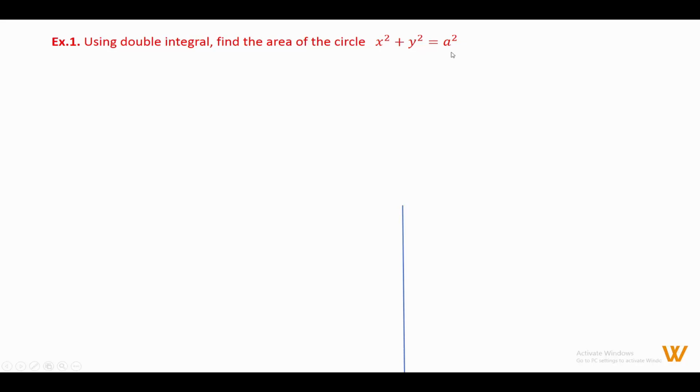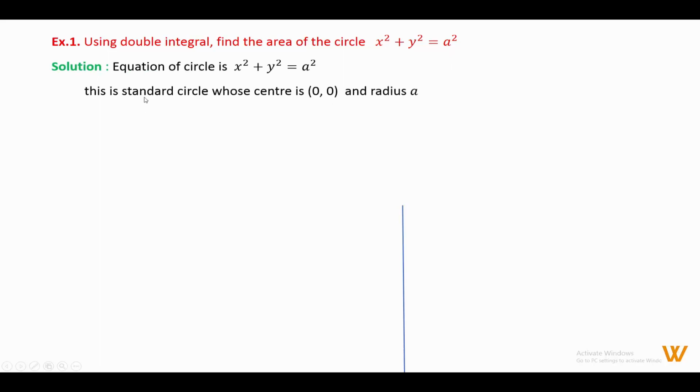Now we know this circle is in standard form. Standard form means the center is the origin and the radius is a. This equation is in standard form whose center is (0, 0) and radius is a. So for that, draw the diagram. Two lines, the x-axis and y-axis. This point is the origin (0, 0). This line is the x-axis whose equation is y equal to 0. This line is the y-axis whose equation is x equal to 0.